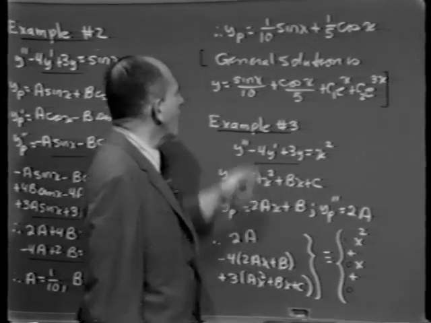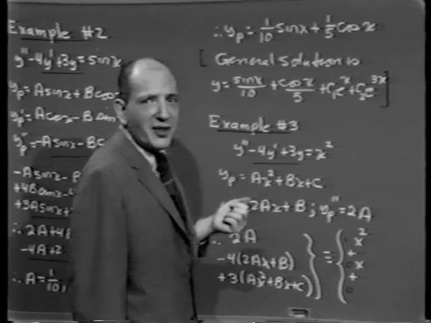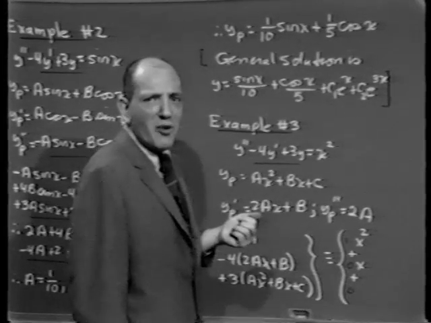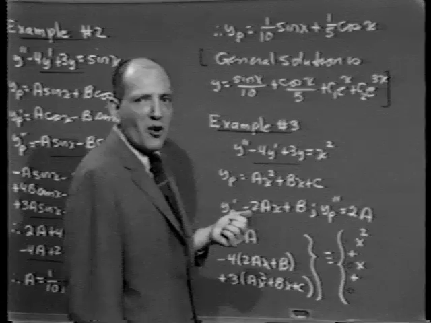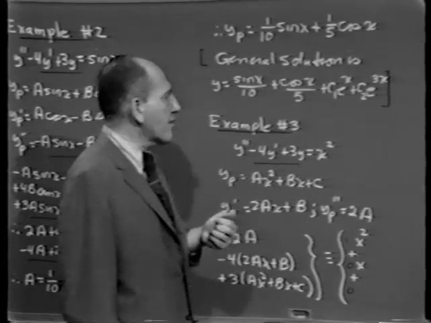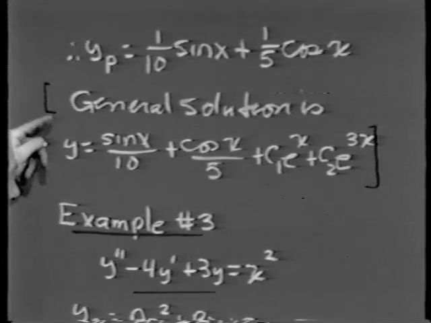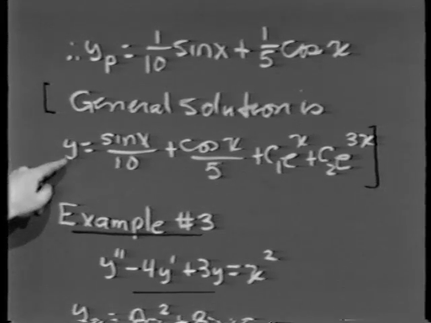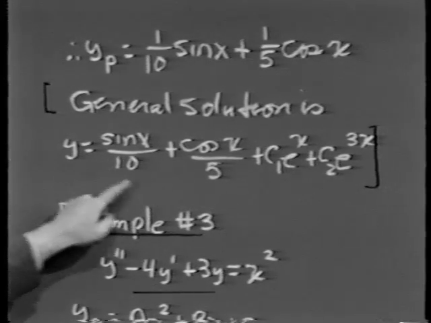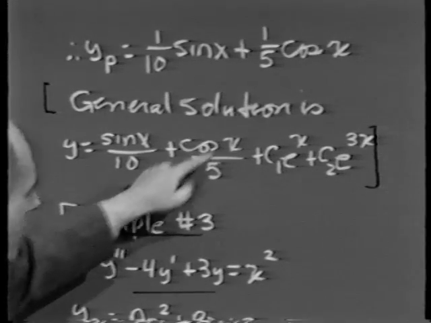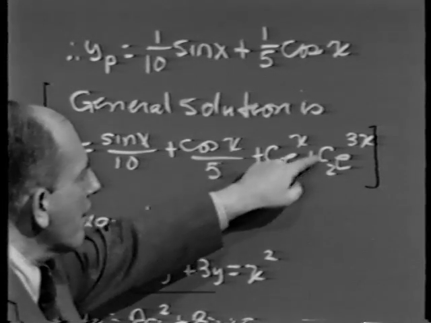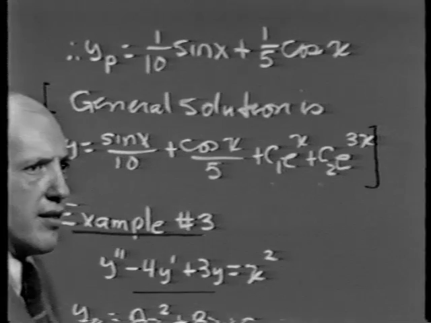By the way, the equation that we're dealing with has the same homogeneous equation, namely y double prime minus 4y prime plus 3y equals 0, as we had in example 1. Consequently, the general solution now is what? It's 1/10 sine x plus 1/5 cosine x plus c1 e to the x plus c2 e to the 3x.